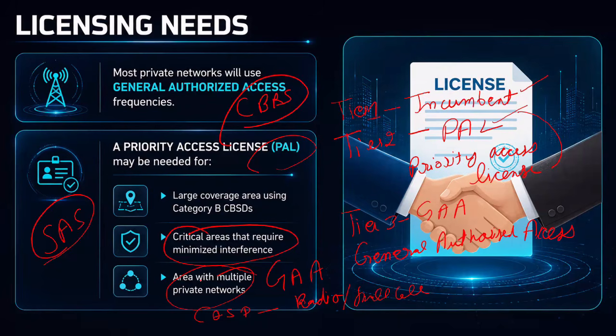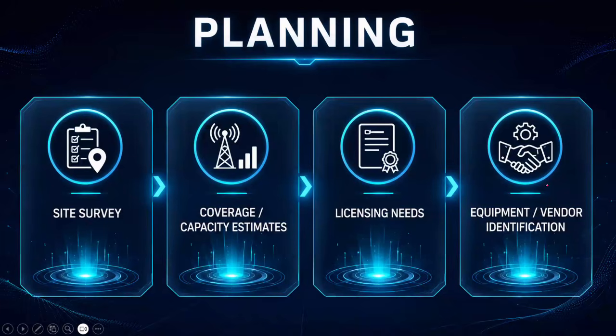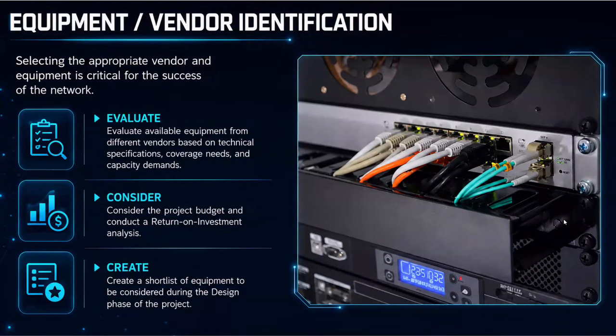So once the spectrum strategy is clear, we can move to the next planning activity, which is selecting the right equipment and the vendors for the private network. So the next step is equipment and vendor identification. Selecting the right equipment and vendor is critical because it directly impacts the coverage, capacity, reliability, and all other performance targets of the private 5G network. So how to select equipment or vendor? First we evaluate the radio or small cell solution. So we need to check which frequency bands are supported.